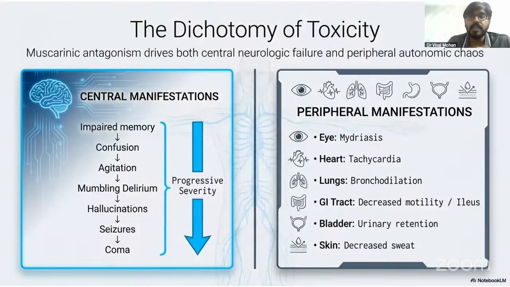The symptoms that we can see are at two different levels, central and peripheral. We know about these symptoms. First, the peripheral symptoms: in the eye, it causes mydriasis; it also causes tachycardia, bronchodilation, ileus, urinary retention, and reduced sweat. In the case of central manifestations, it usually starts with impaired memory, then goes into confusion, agitation, delirium, hallucination, seizure, and coma. This is progressive in nature. So patients can present with central and peripheral symptoms.